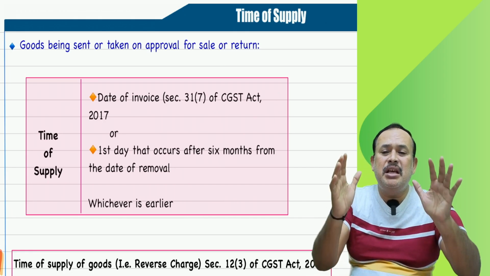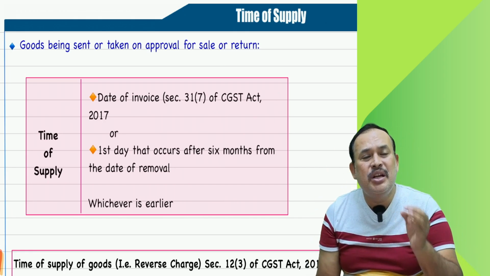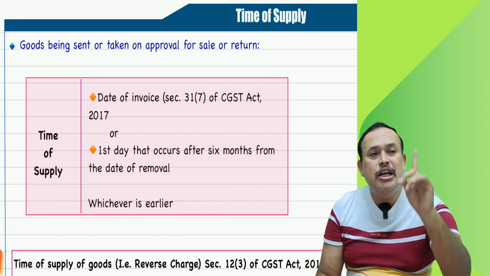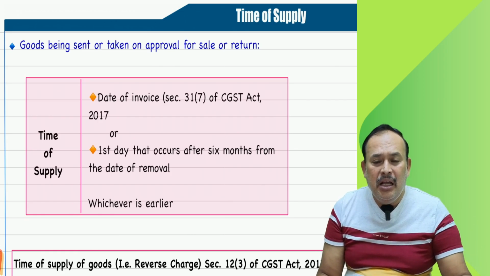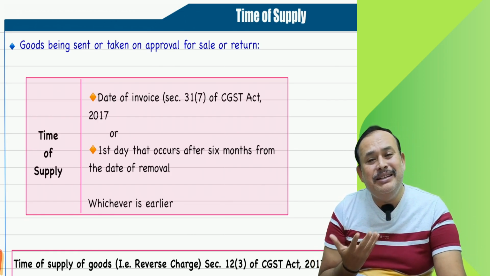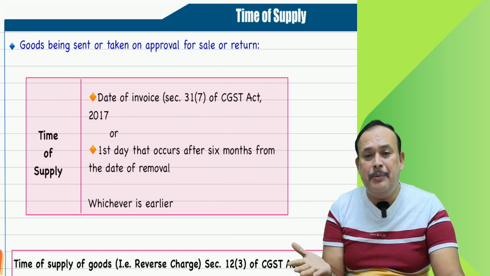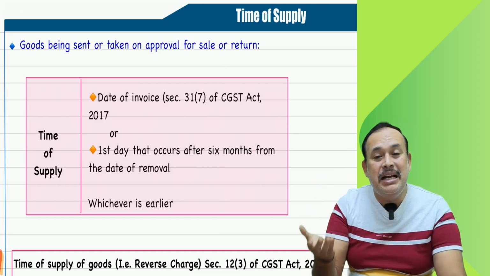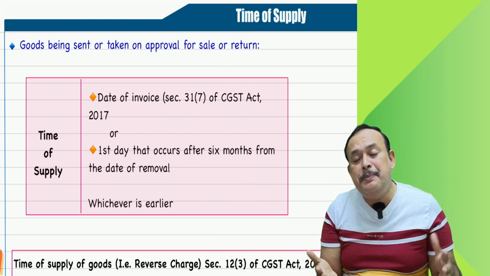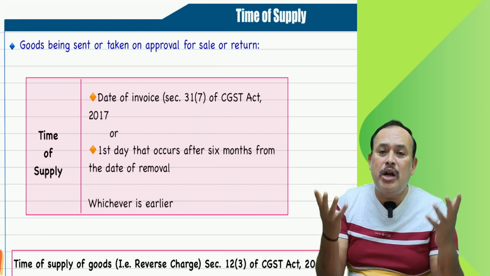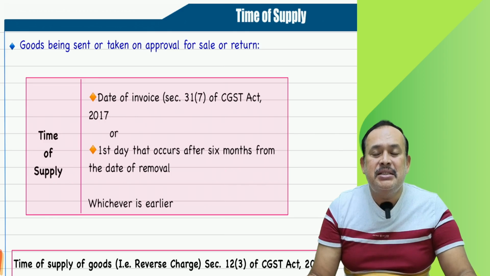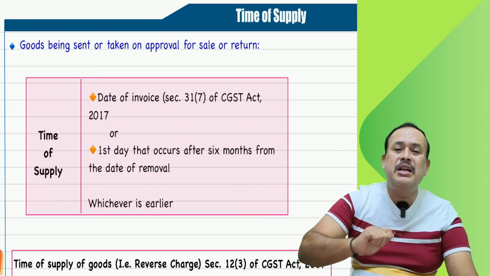So I am a seller of laptops. I supplied 10 laptops to my buyer's place on 1st January 2024. At that time I do not know whether the buyer is going to purchase all 10 laptops, or purchase 2 laptops and return the balance 8, or return all 10. I really do not know at the time of supply, which is called a sale or return basis, that the goods have been sent.